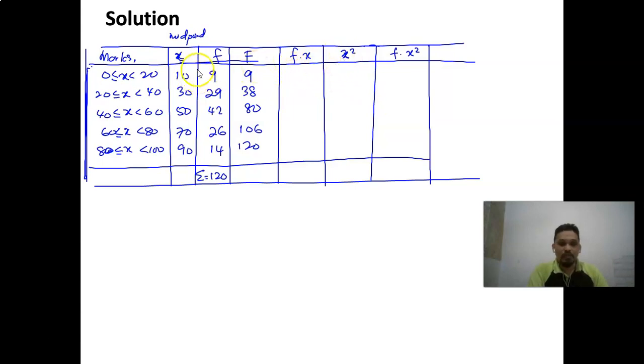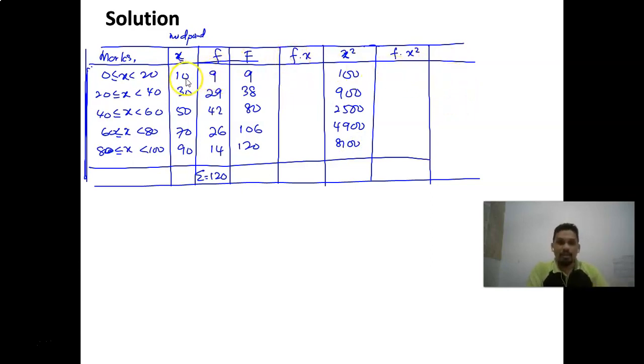Next, x squared. 10 squared is 10 times 10 equal to 100. 30 squared equals 900. 50 squared, 2500. 70 squared, 4900, and 90 times 90 equals 8100.